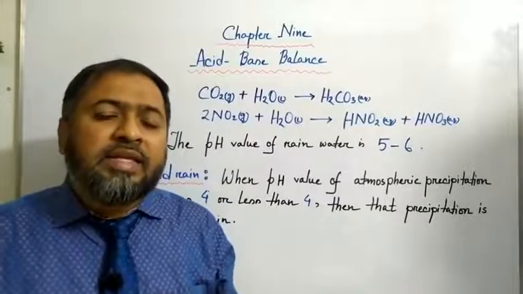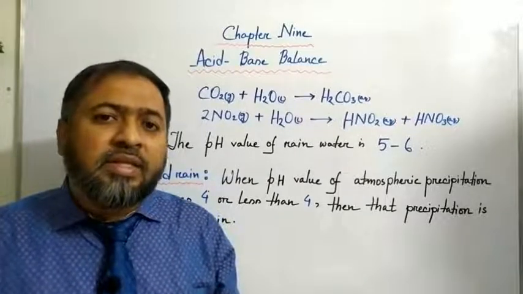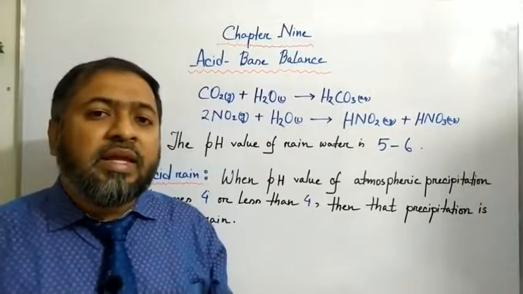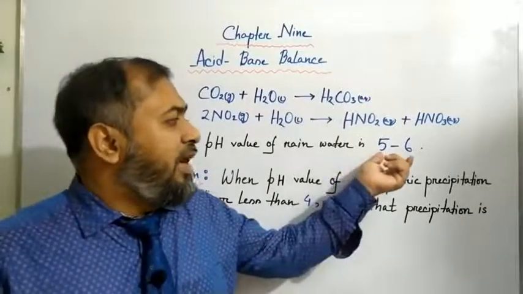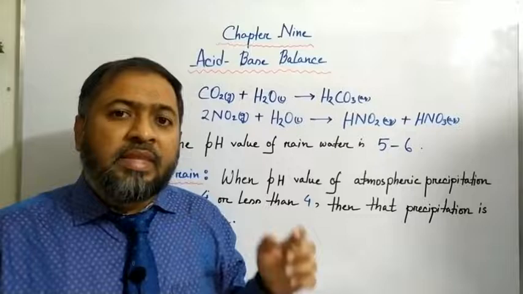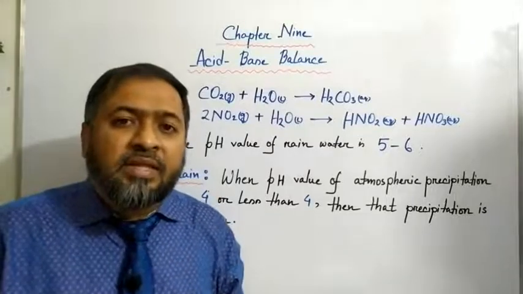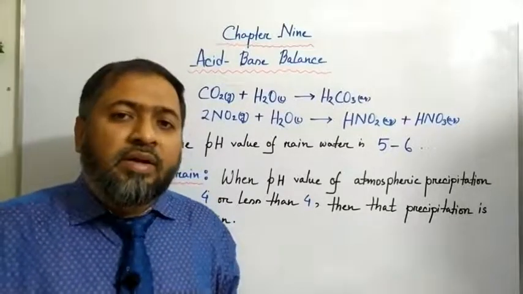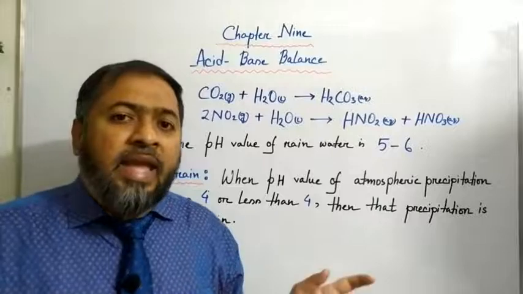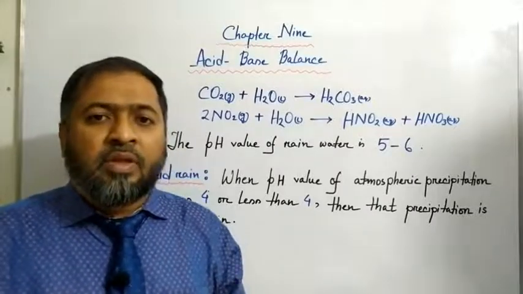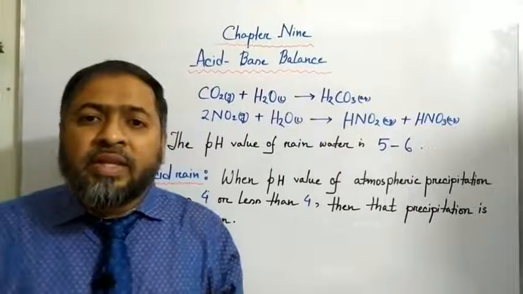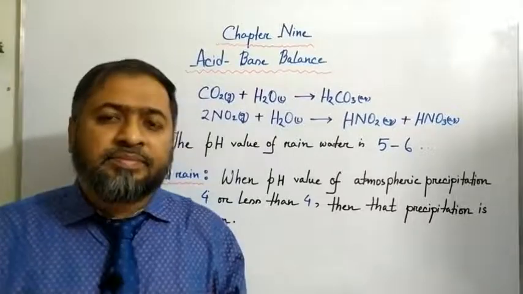Now, what is the pH value of rainwater? The pH value of rainwater is between 5 to 6. That means the rainwater is a little bit acidic. Now, what actually is acid rain?